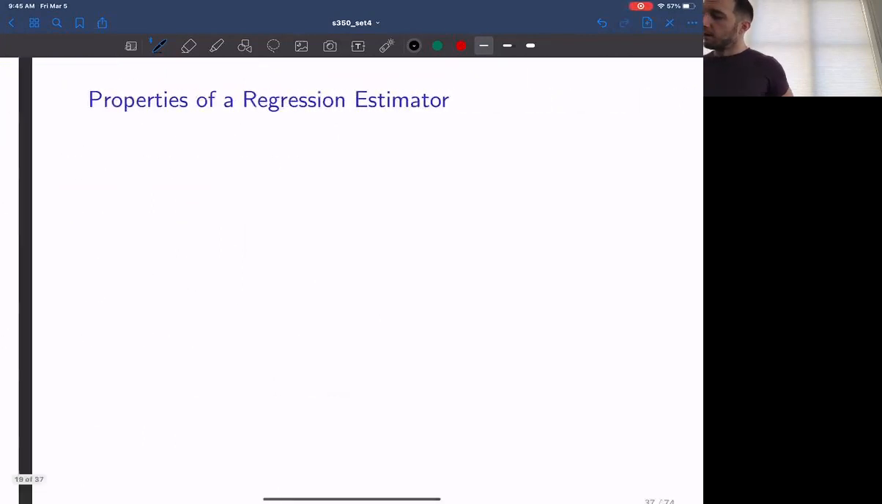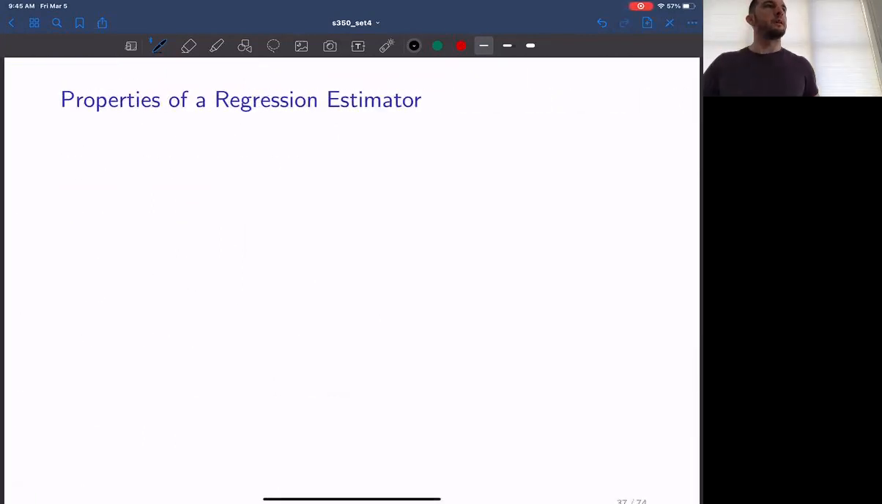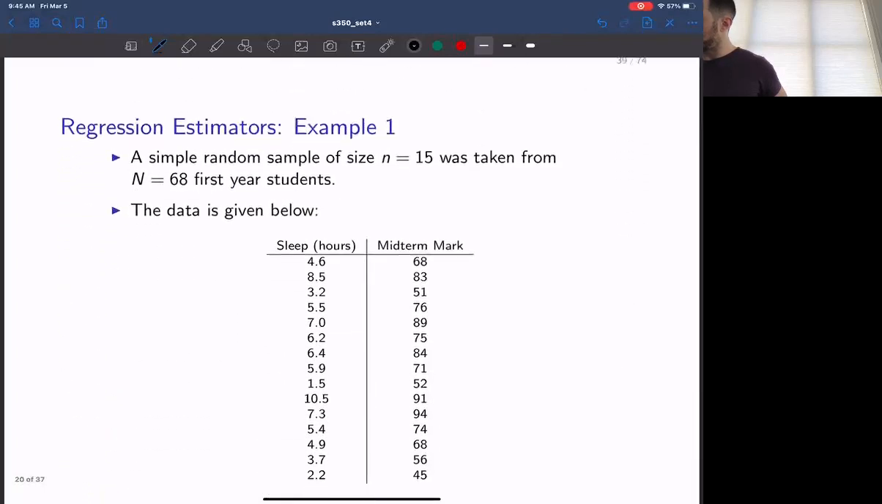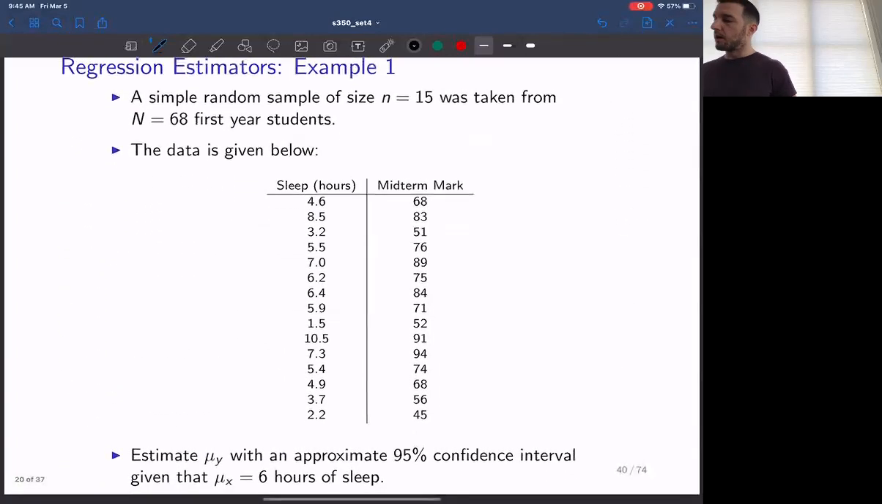All right. So we're going to talk about the properties of the regression estimator, but as I said, I just want to start by looking through an example of how this approach would work. Let's assume that we have a sample size of 15 university students, first-year university students, from a population of 68 first-year university students. We have two variables for each student, which are the number of hours they slept the night before a test and their associated midterm mark on that test.